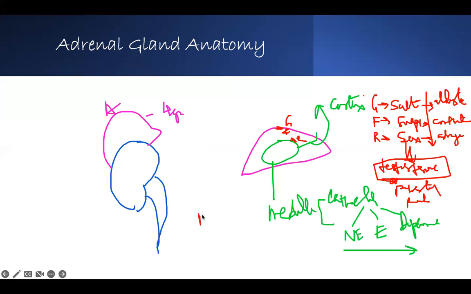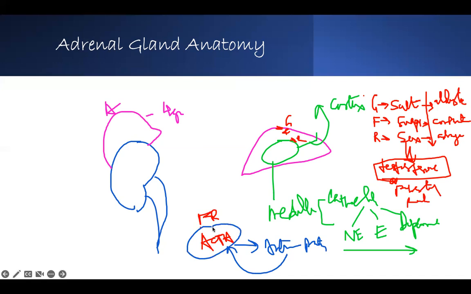One more thing: the F and the R, which are the corticosteroid and the androgen, are controlled by ACTH. ACTH, as you can remember, comes from the anterior pituitary gland and tells the adrenal gland to secrete corticosteroid and androgen. So just remember, we will apply it. It comes from the pituitary gland, and it stimulates the adrenal gland.